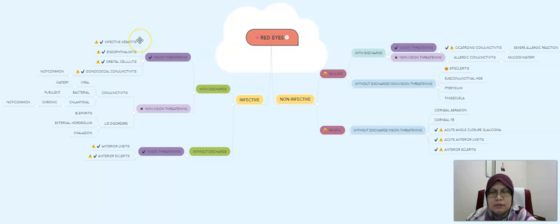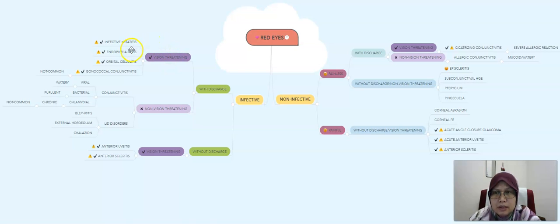Infective keratitis can be bacterial keratitis, like corneal ulceration. It can be due to contact lens, which is the most common cause. It can also be due to ocular trauma. There are many causes, but mainly it is because of infection. Next, red eyes with discharge, vision threatening.